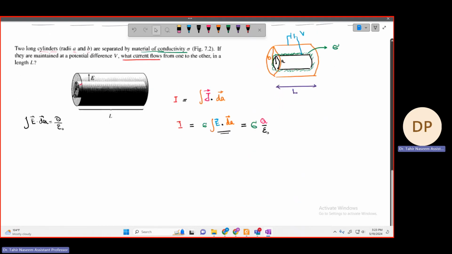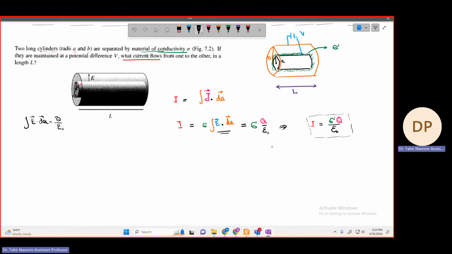The only thing that remains is the following. We have arrived here: I is equal to sigma q over epsilon. So we are here, right? If we can find q, then we can replace it, and we will get the answer. So in the rest of the calculation we are trying to find this q. How can we find q? That is what we are going to do.